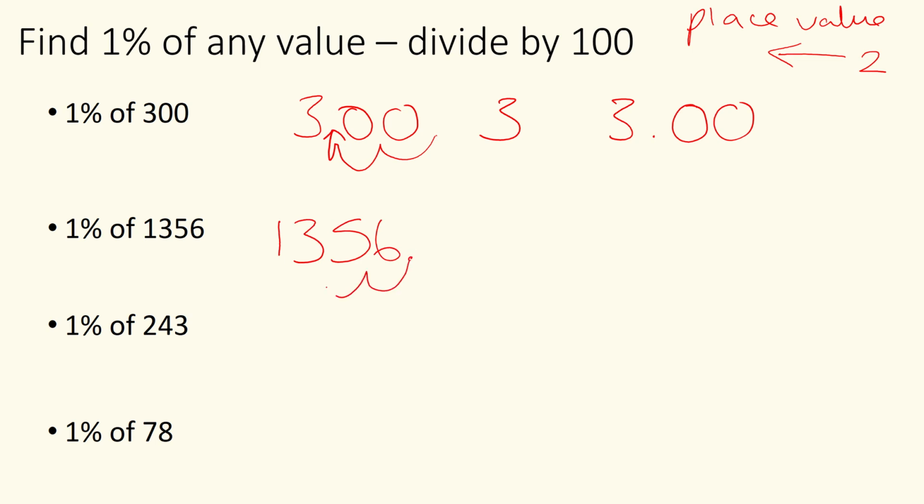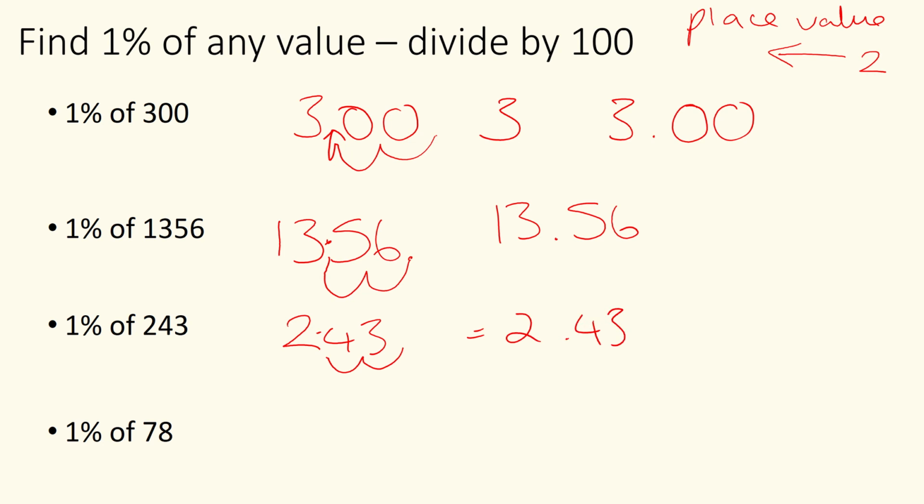Let's move it 1, 2 place values. The decimal point goes there, so it's 13.56. 1% of 243. Move it in 1, 2. It goes there. And 1% of 78. There's no decimal point. Let's put it there. We've got to move in 2 place values, 1, 2. So it goes here before the 7. So we're going to need to put 0.78.